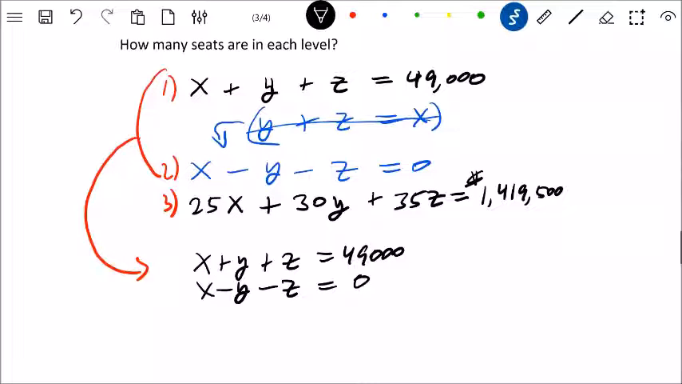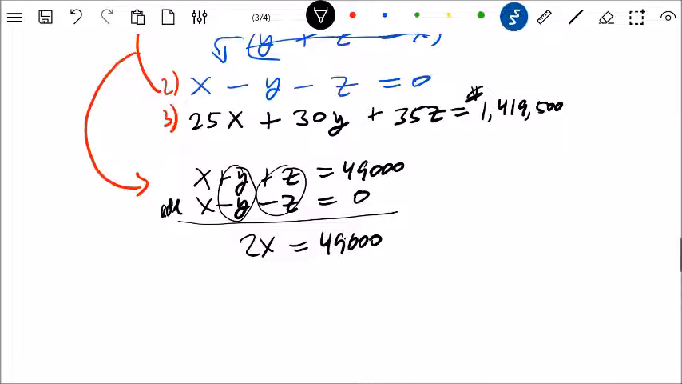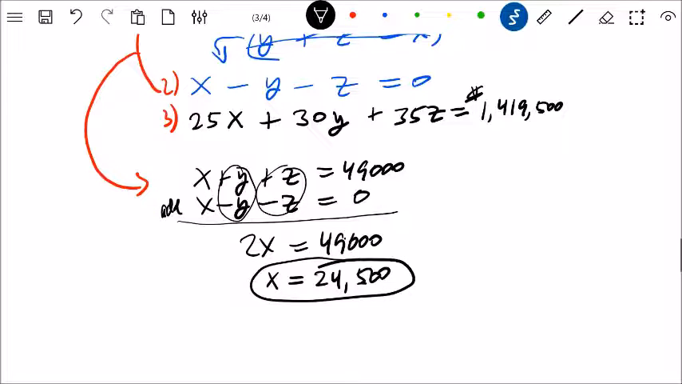But we now see, if we add these, look at what happens here and here. Now you see why it was so helpful to change the second equation around so we had all three variables on the left side. What we're left with is X plus X is 2X, equal to 49,000. So when we divide by 2, X is equal to 24,500. That gives us one of these.